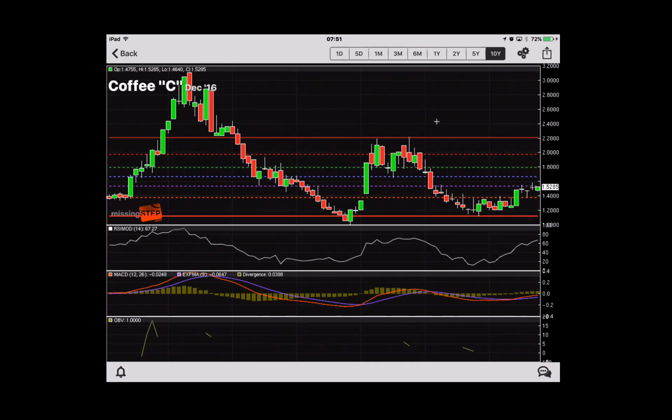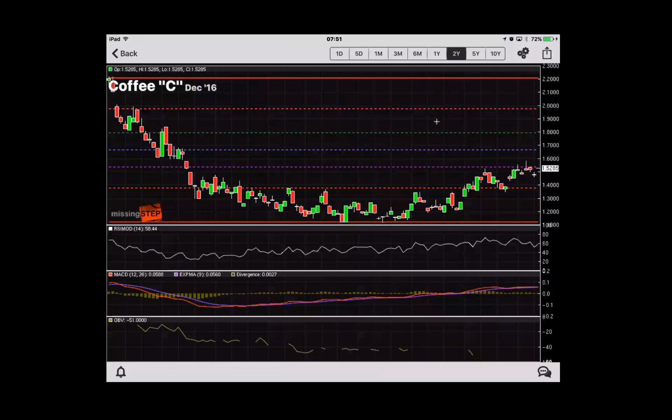So be very careful with coffee because it can start moving 3 cents at a pop a day. I believe it was a pretty good move yesterday too. Okay.